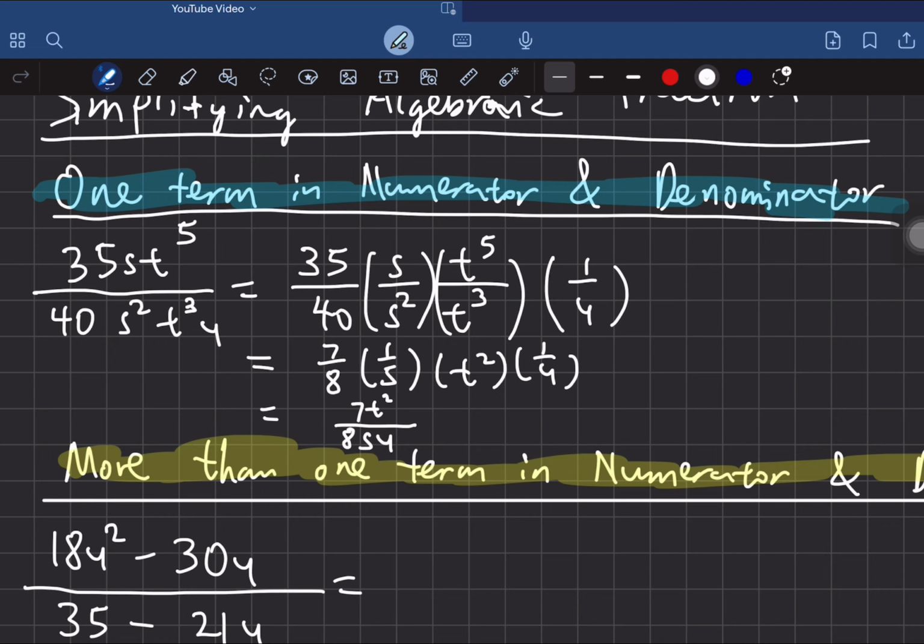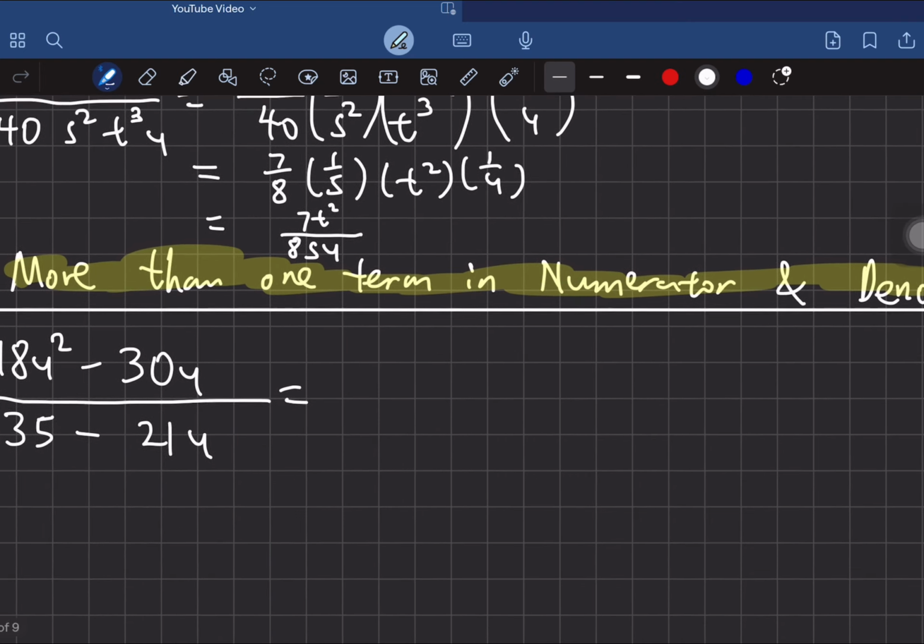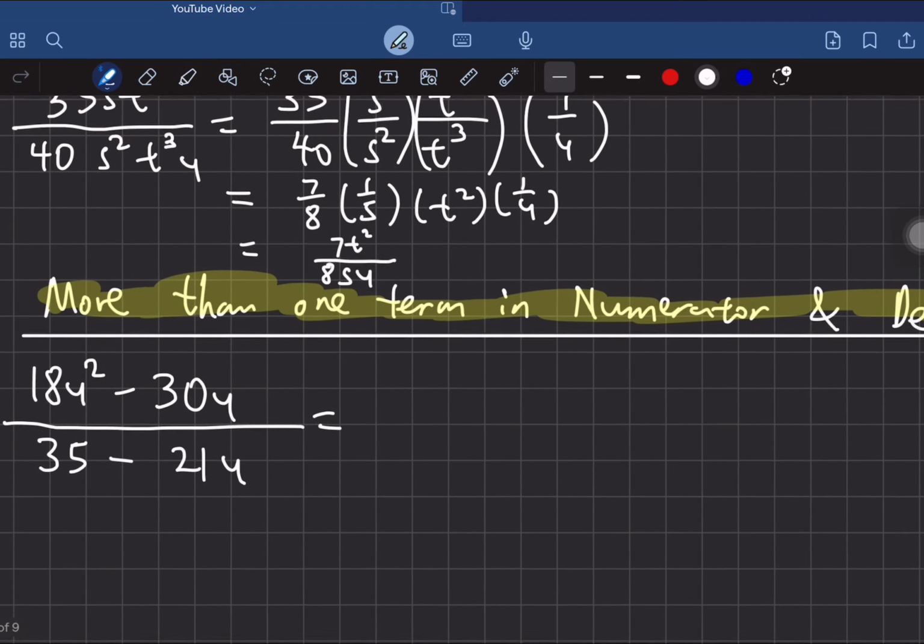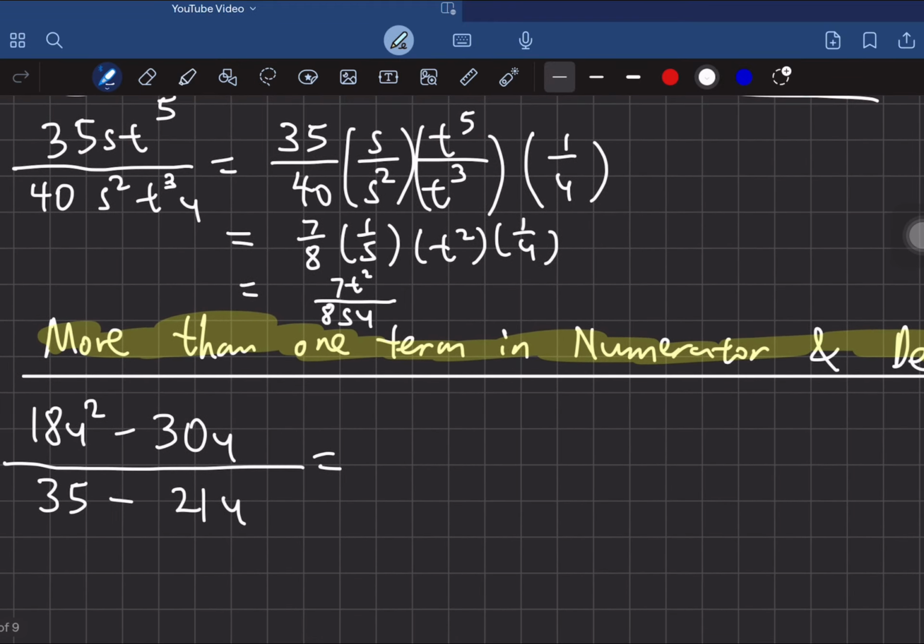So do take note, the key thing is that since there's only one term in the numerator and one term in the denominator, we don't need to do much; we just need to group them and place them on top and bottom for like terms. So what if we now have more than one term in the numerator and denominator? Then that will be a bit different. We have to factorize. We cannot just cancel out like in the one-term case, as some students call it.